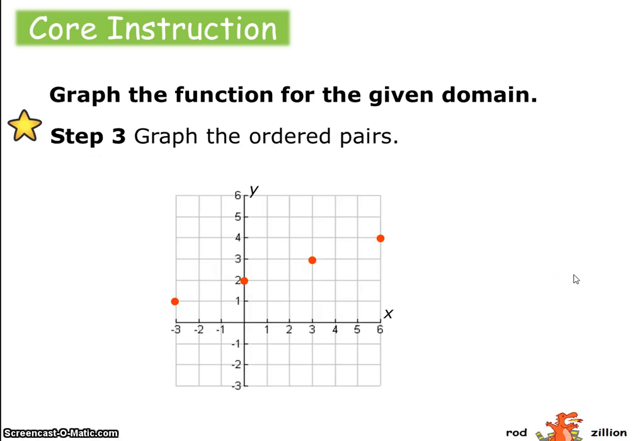Now I can simply graph those on the graph. Remember, this is a discrete graph, it's not continuous, so only those 4 points would show up. I wouldn't connect them because it doesn't include all the fractions and decimals in between.